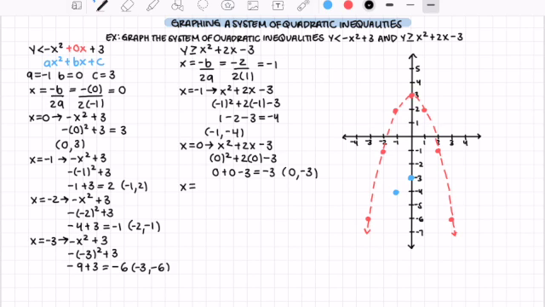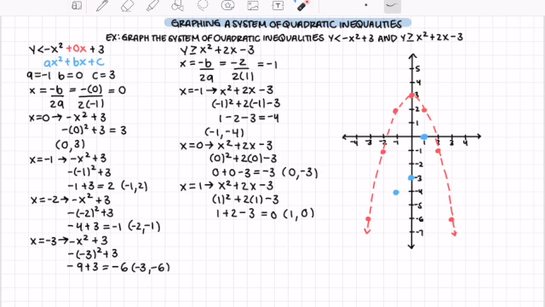And then let's plot another point. So x equaling 1 for x squared plus 2x minus 3. I get 1 to the power of 2 plus 2 times 1 minus 3. That equals 1 plus 2 minus 3, and that equals 0. So my next ordered pair is 1, 0. 1, 0 would be located right here.